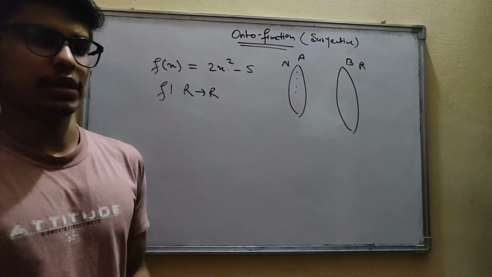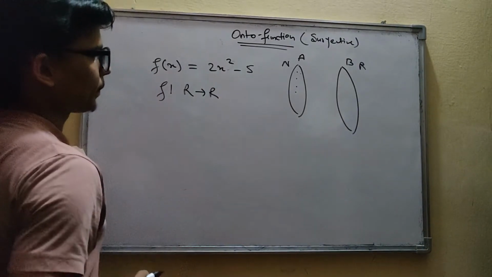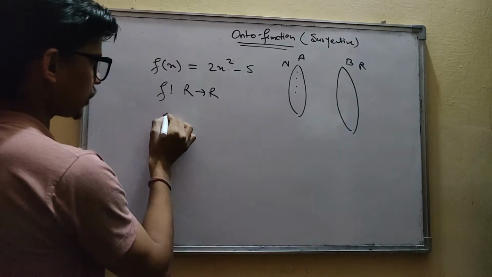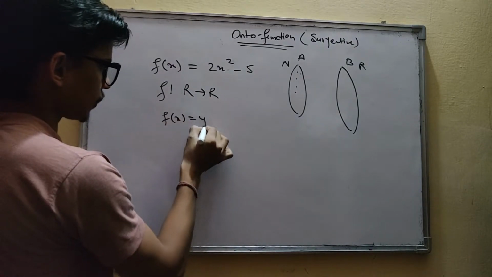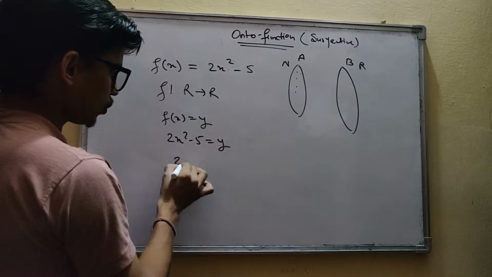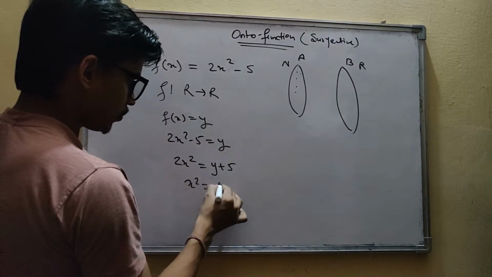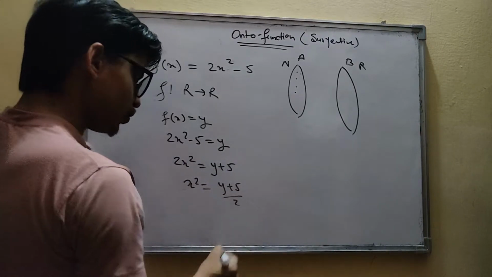Real to real. Now let's check. So what you can do, you just take f(x) equals y. Now 2x² − 5 is equal to y. So 2x² is equal to y + 5. So x² is going to be (y + 5)/2, right?